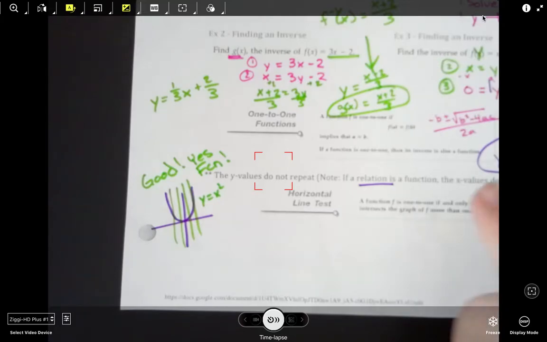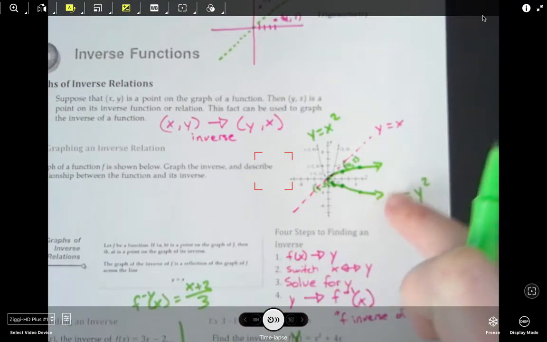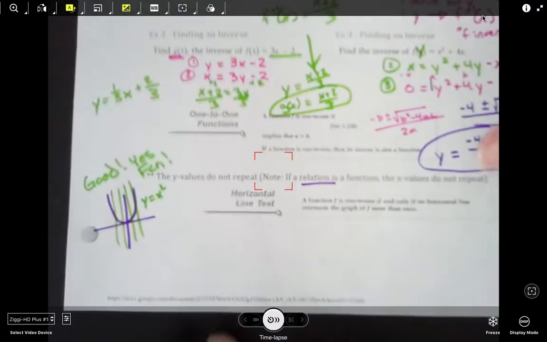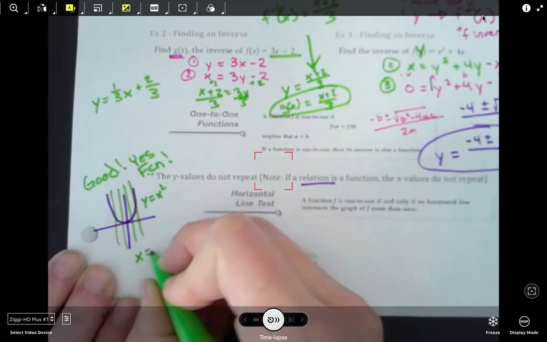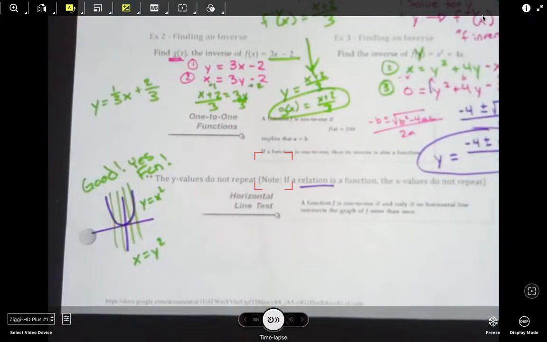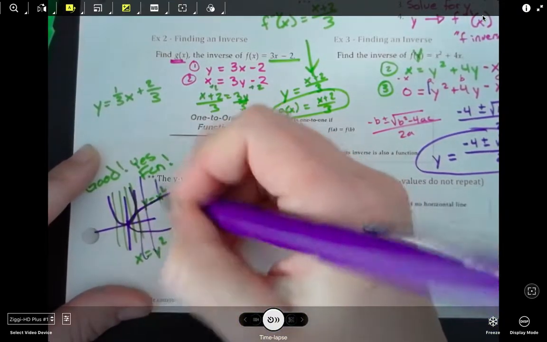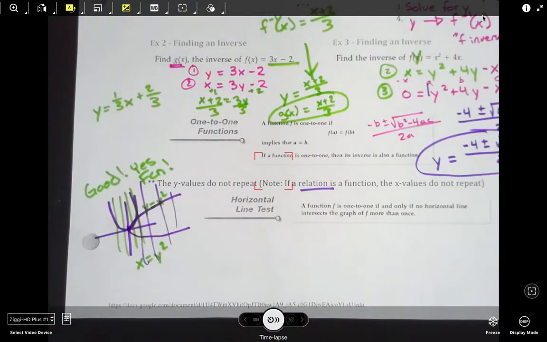Now, if I tip it on its side, or make it this green one right here, which is its inverse, if I do x equals y squared, which is its inverse, is that going to pass? No, right? Because it's going to be on its side like this. This is what the inverse is going to look like. And it won't pass the vertical line test, right? So the inverse of that is not going to be a function, okay?